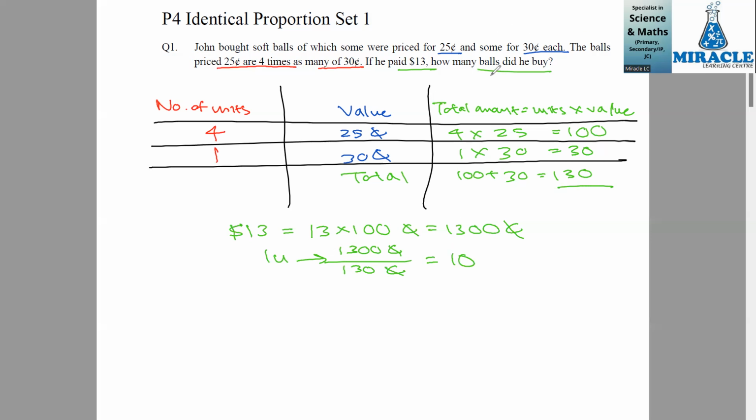We can find how many balls he bought. So the number of balls he bought would be 4u plus 1u, which equals 5u. And 5 units represents 5 times 10, which gives us 50. So this is your final answer.